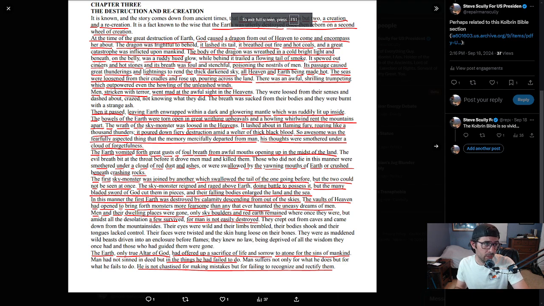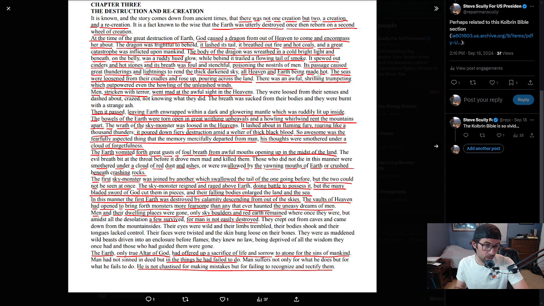It spewed out cinders and hot stones, and its breath was foul and stenchful, poisoning the nostrils of men. Its passage caused great thunderings and lightnings to rend the thick darkened sky, all heaven and earth being made hot.